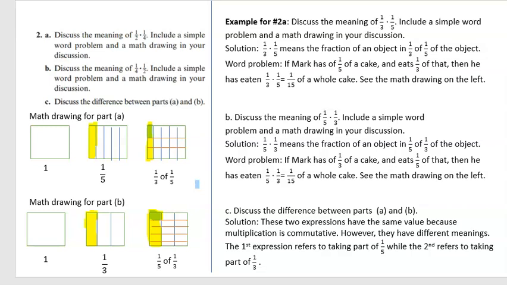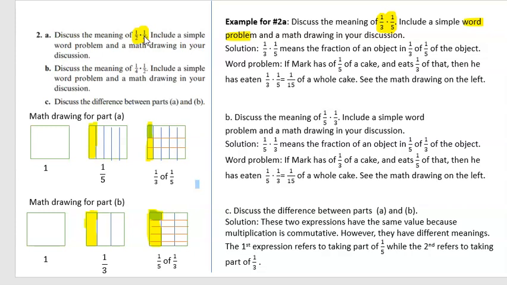Section 5.1, number 2. This problem has 3 parts, and we need to do all 3 parts here. Here I'm going to give you an example, changing the fractions to 1/3 times 1/5. First, we need to write a simple word problem, and this word problem can be solved by 1/3 times 1/5.